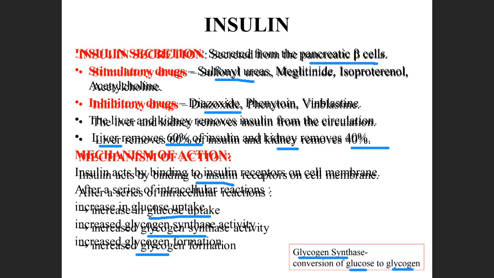So all these mechanisms are responsible for pushing the glucose away from the blood. So either the glucose is converted to glycogen and stored in the muscles, or it is sent to the cells, leading to a decrease in the levels of glucose in the body.